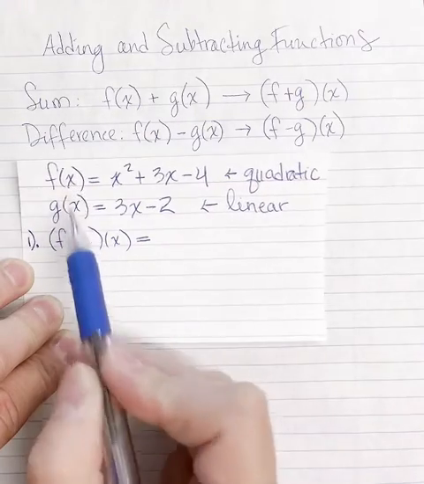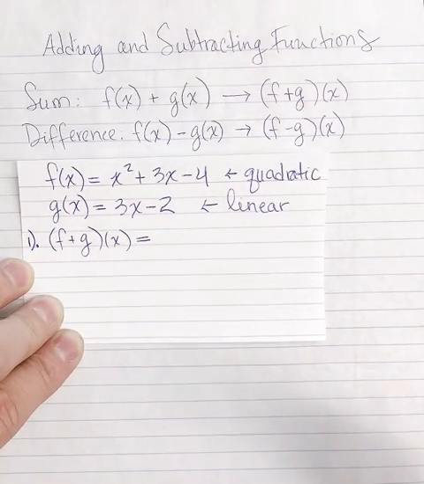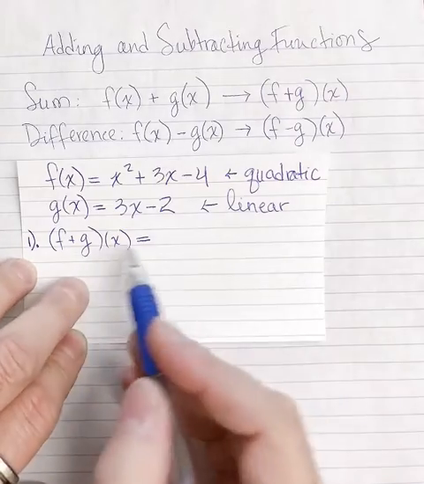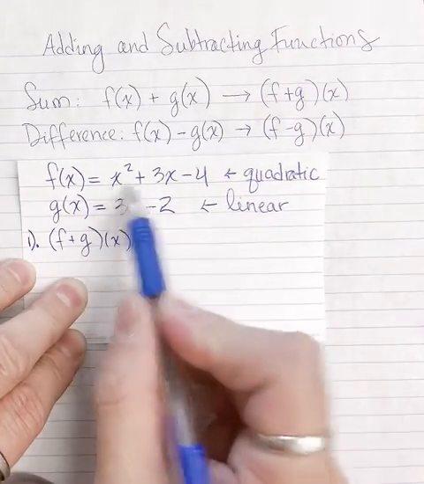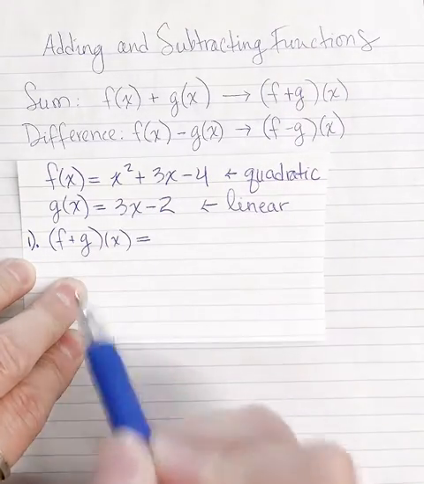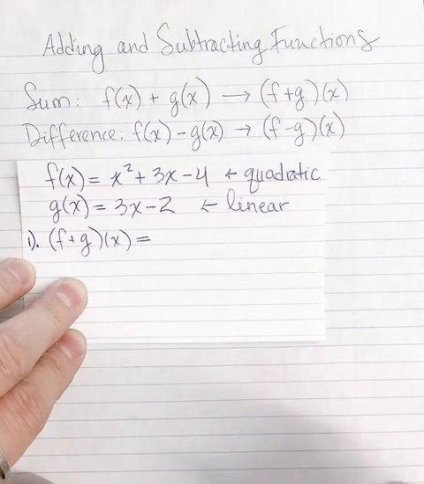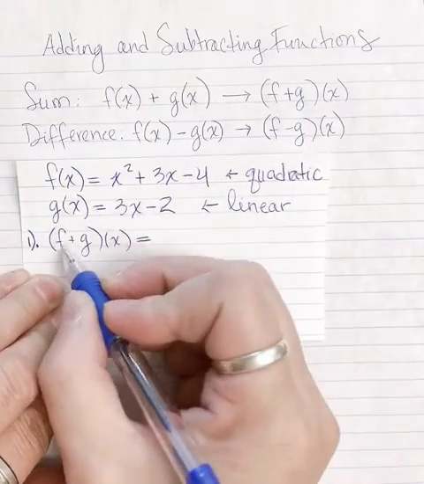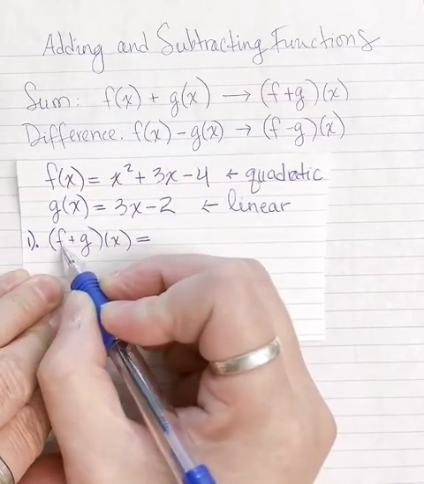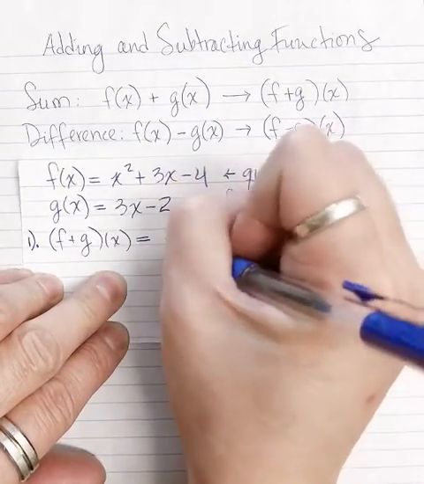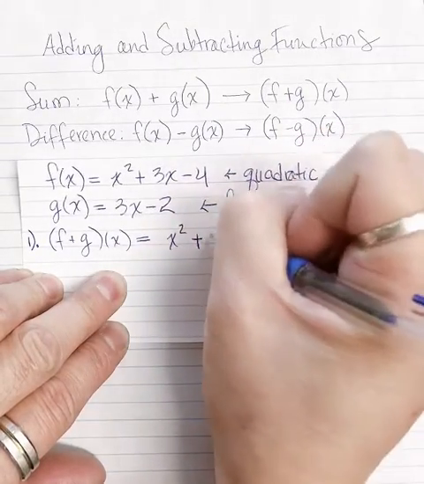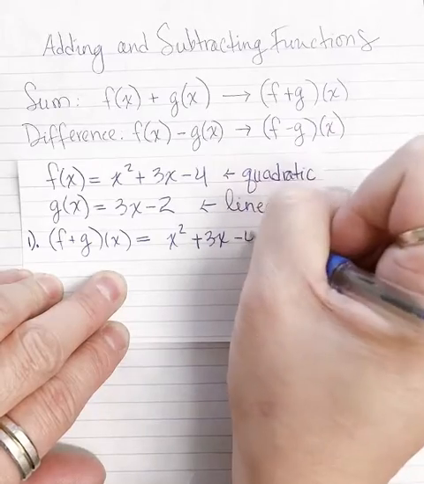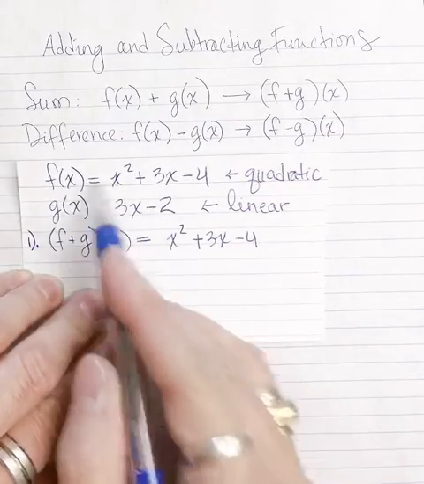So we're going to take f and add g to it, and it's as simple as that. A lot of times people just write them out as f of x plus g of x. What I like to do is line them up vertically so that I can do the adding or subtracting a lot more easily, right? So I'm going to start with my first function, f of x, which is x squared plus 3x minus 4.